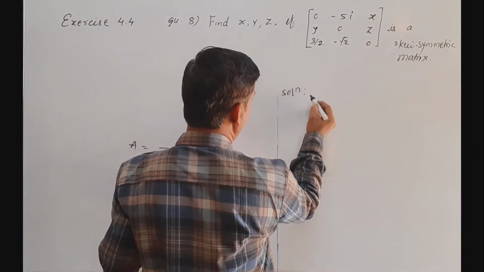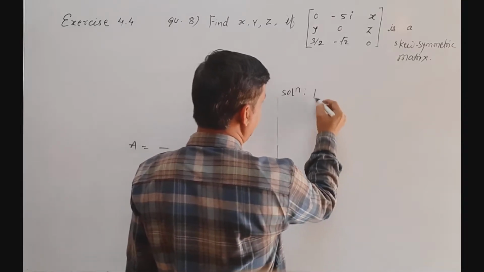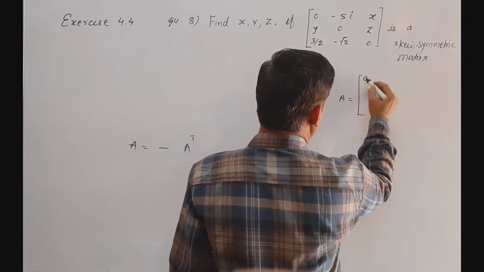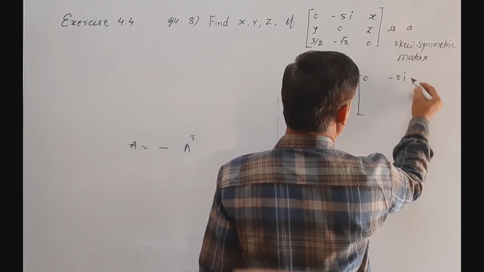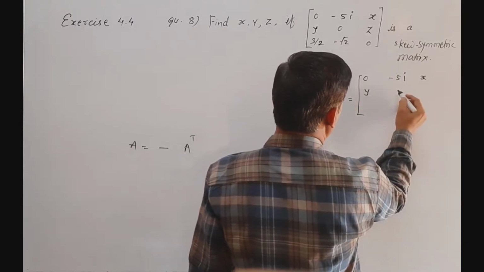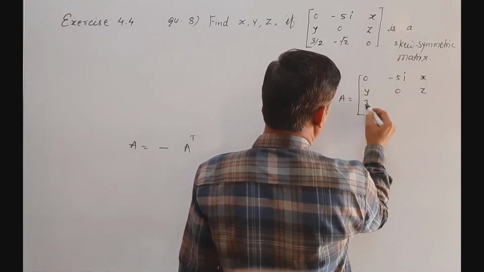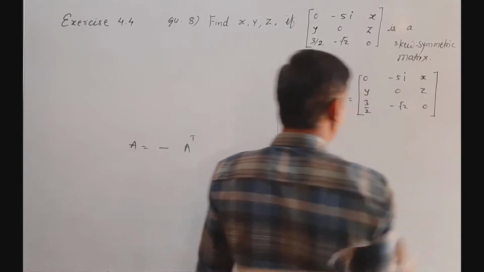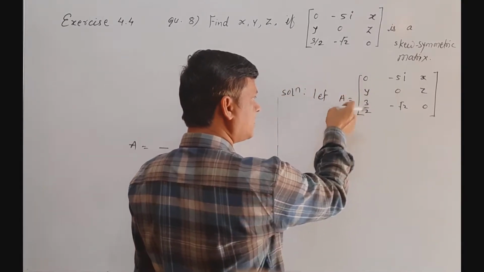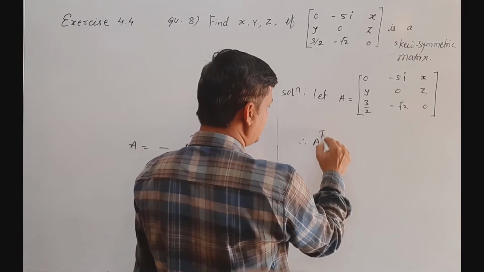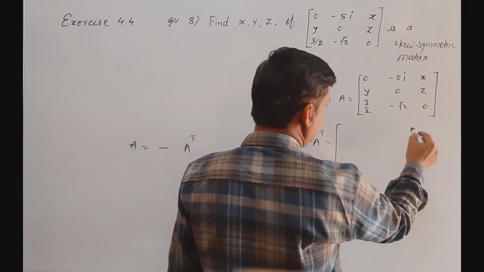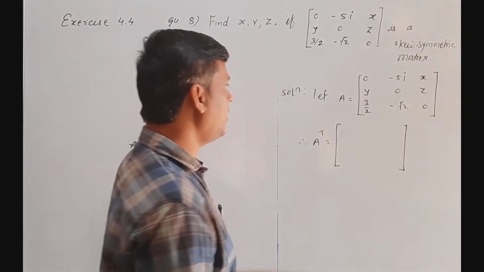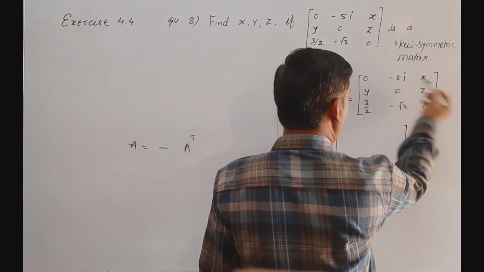Write in solution the given matrix as matrix A. So write here, let A equals to the given matrix having elements 0, minus 5y, x, y, 0, z, 3 by 2, minus root 2, 0. Now we have to find its transpose first. So write here A transpose is equals to, transpose means converting the row elements into column elements or column elements into row elements. So we write the elements of the first row in the first column.